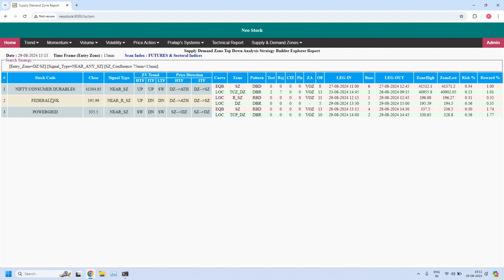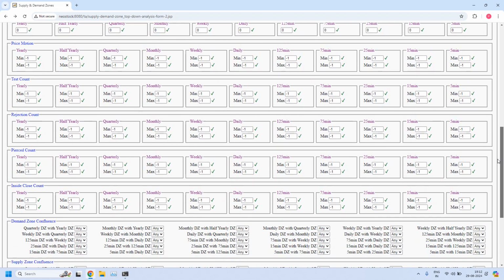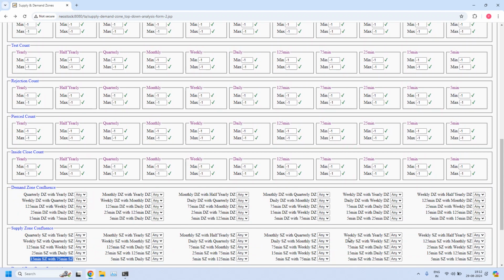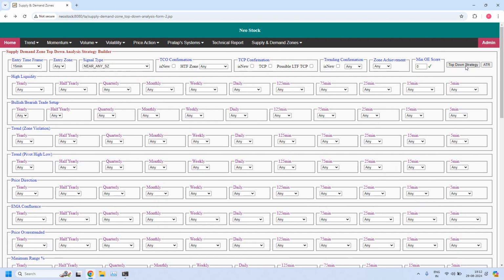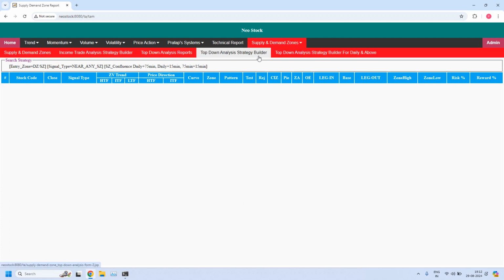Now let's verify again, out of these 3, whether any of these stocks have even HTF confluence. So in the supply zone confluence, I am adding 15 minutes supply zone with daily supply zone enabled. 75 and daily supply zone is also enabled, with all the 3 filters. So we didn't find any stocks, because none of the stocks have HTF confluence, but the 3 stocks have ITF confluence. This is about the 15 minutes time frame.